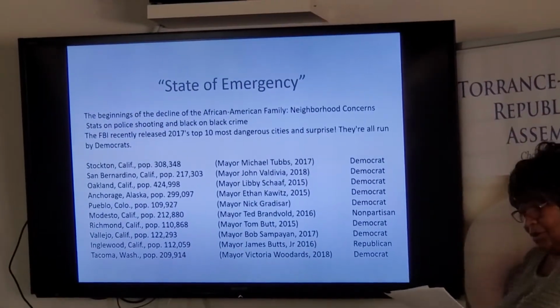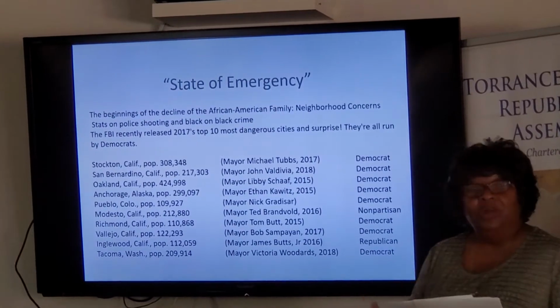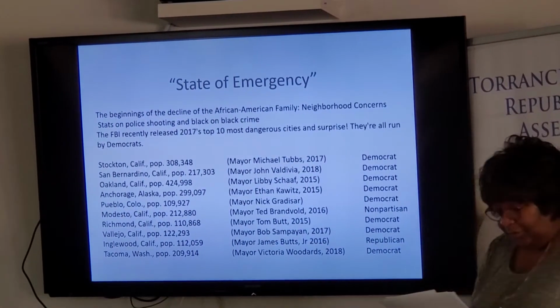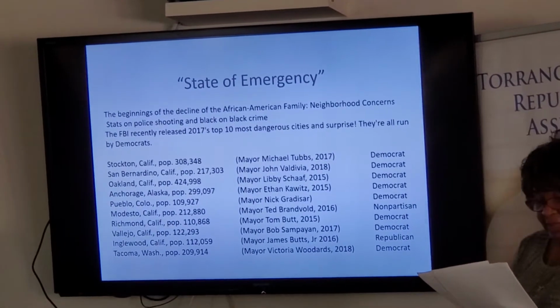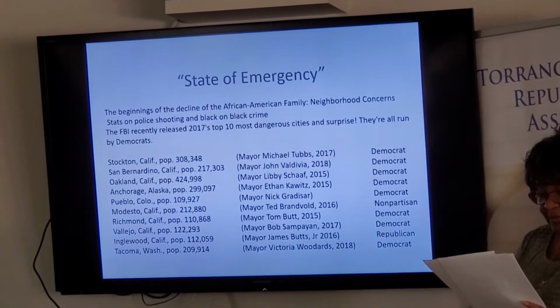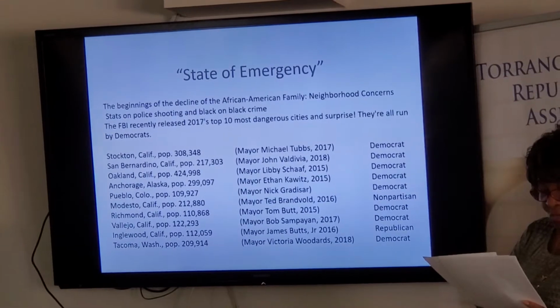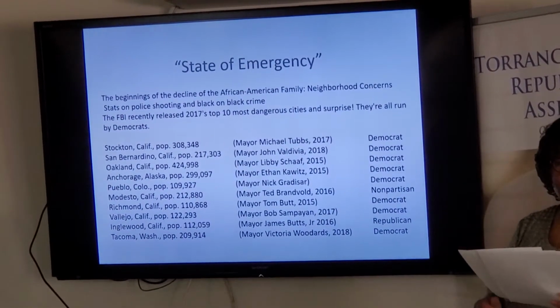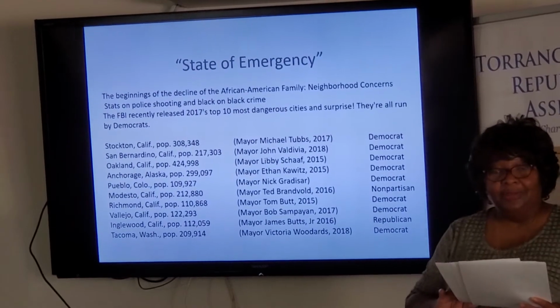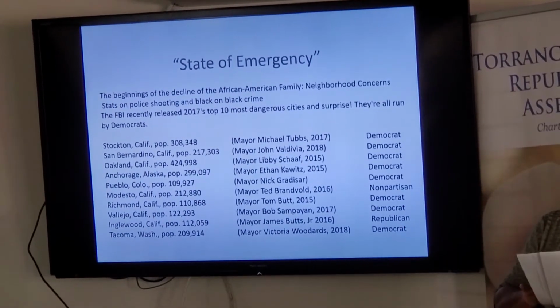Now, what we have here, the next slide I went to was what cities are declared a state of emergency. Now, you have the FBI's 2017 list of the 10 most dangerous cities. Surprise, most of them, besides one nonpartisan and a Republican, are run by Democrats. Okay, it used to be all Democrats, but I think the nonpartisan really does vote that way.